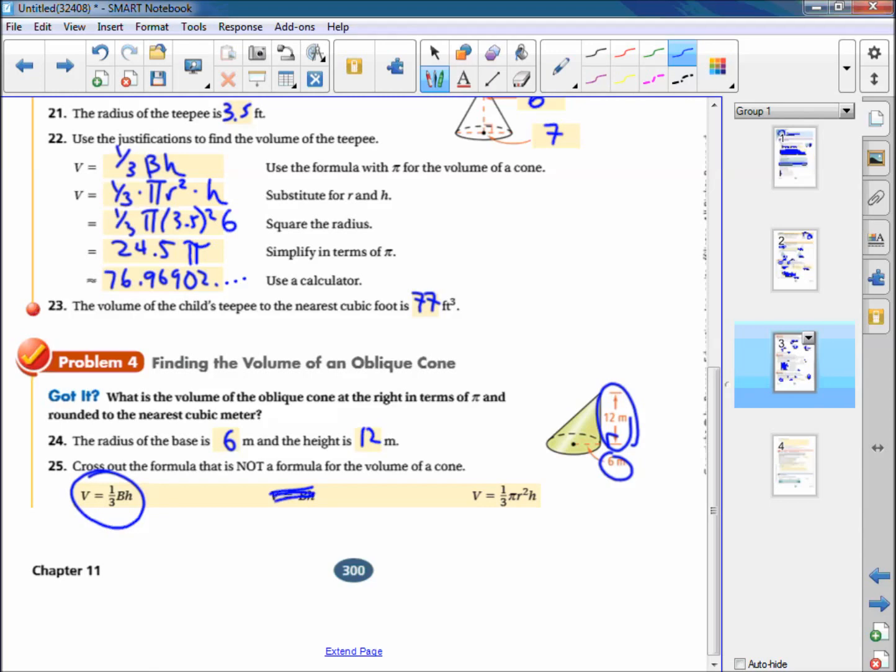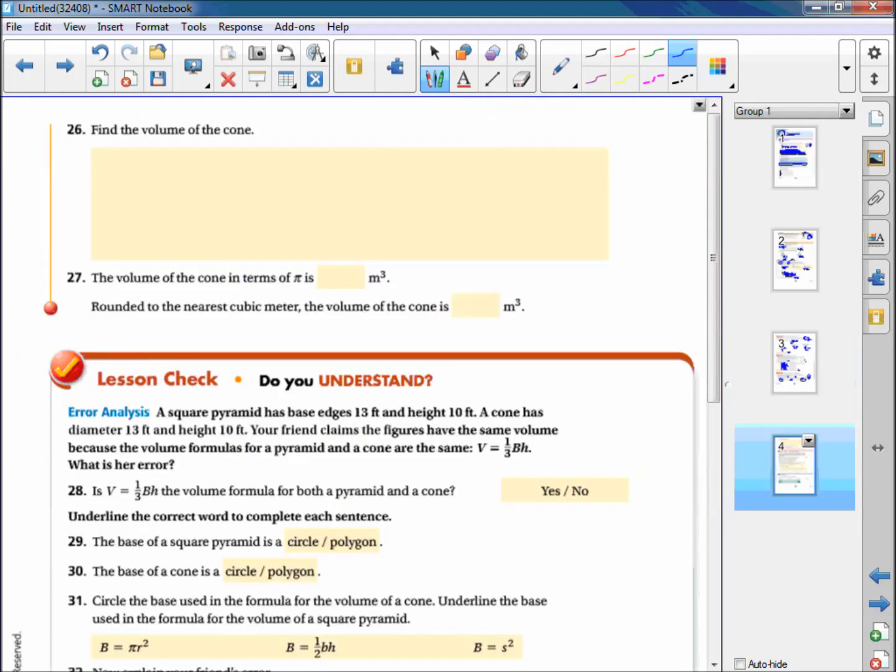This is the formula for cylinders and prisms, so we're not going to use that. And then this is the replace big B with the area of the base formula, so pi r squared. All right, let's flip it over and finish up this problem. Find the volume of the cone.